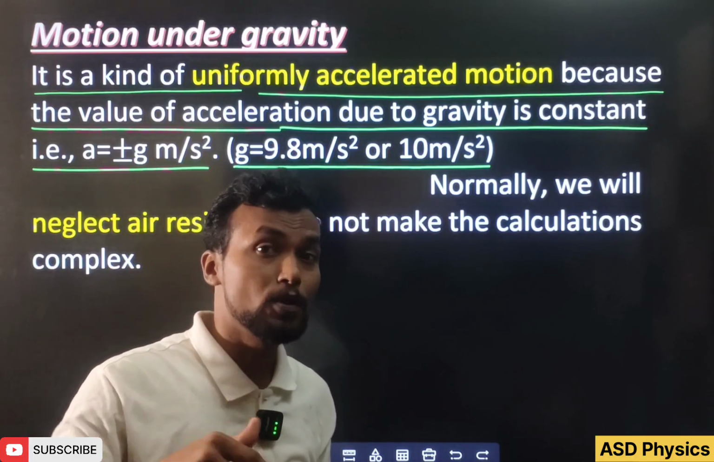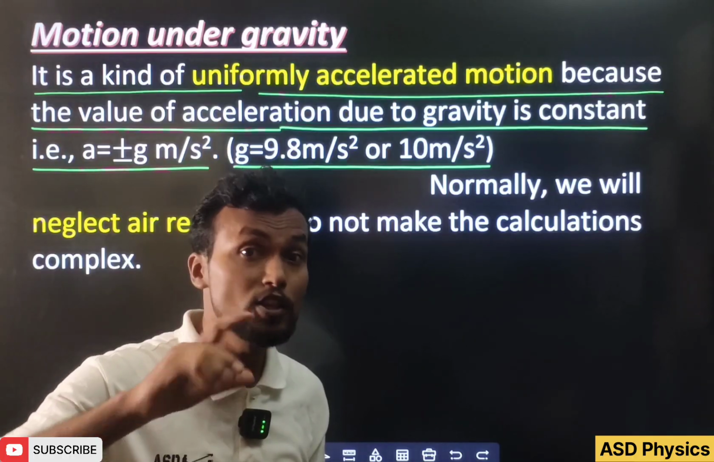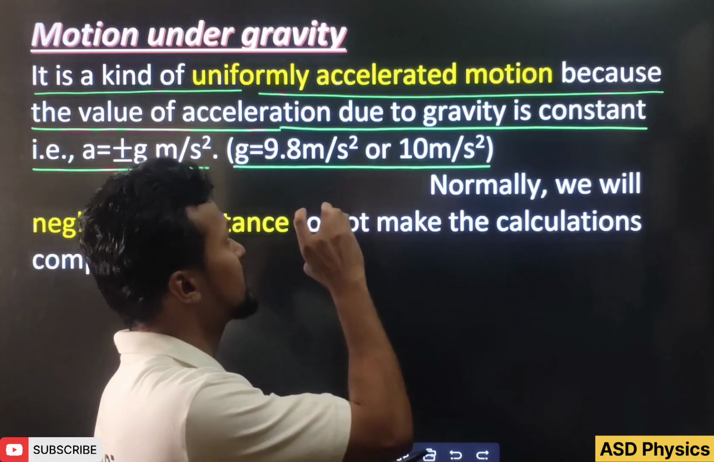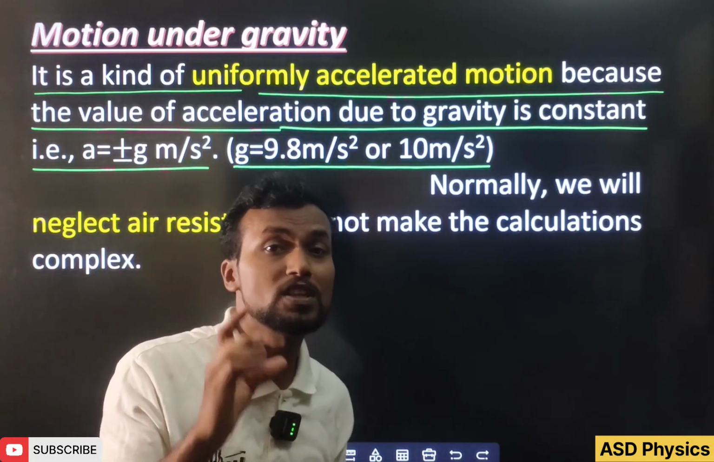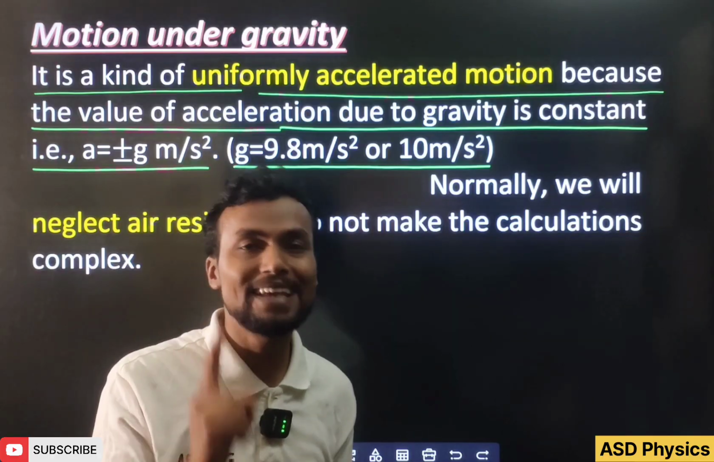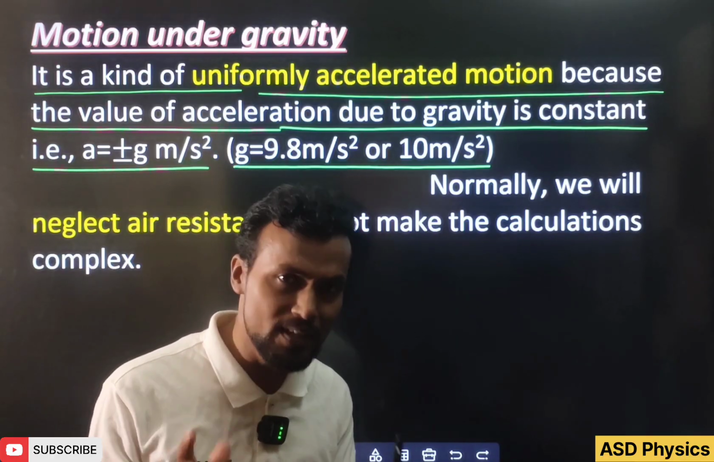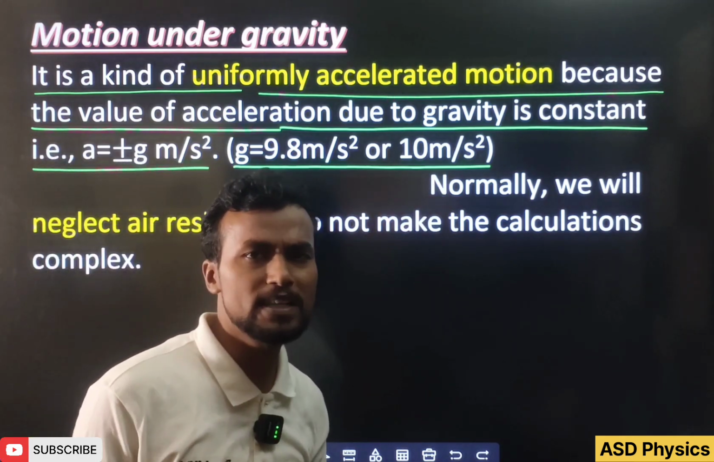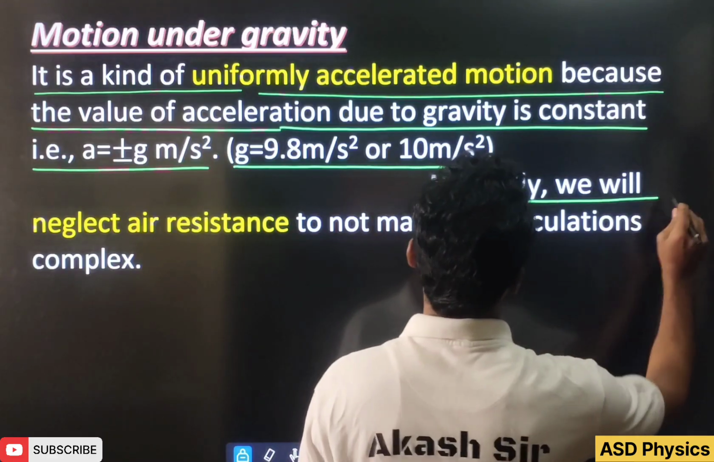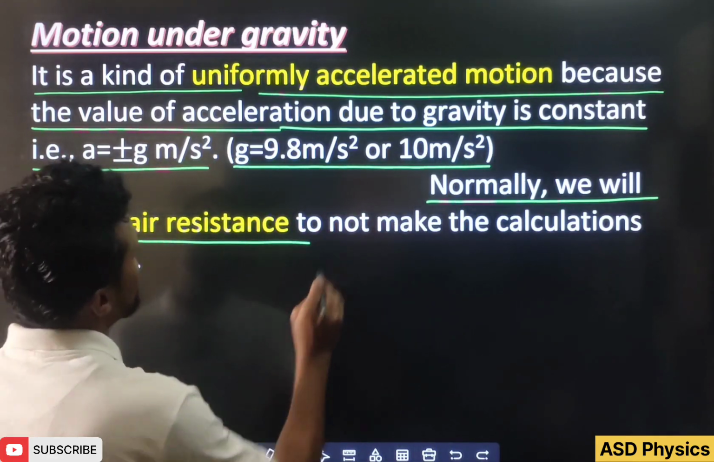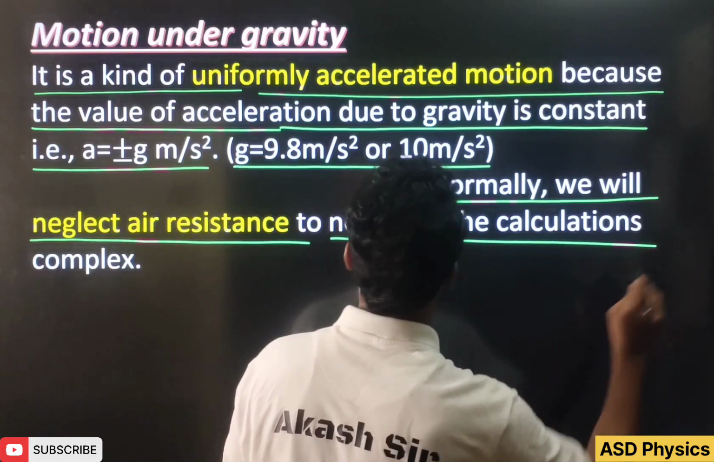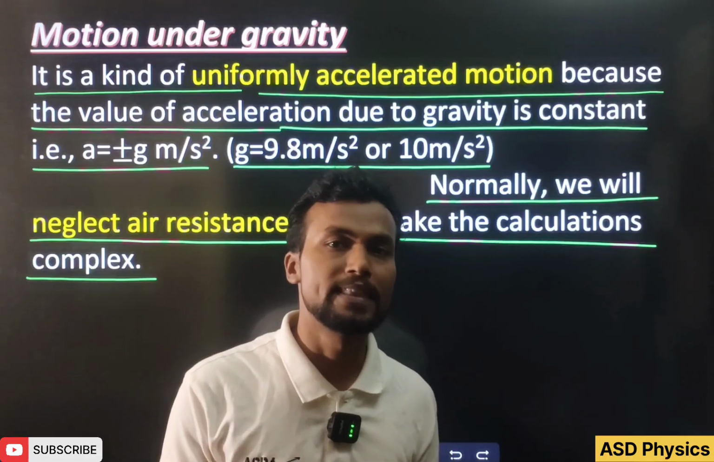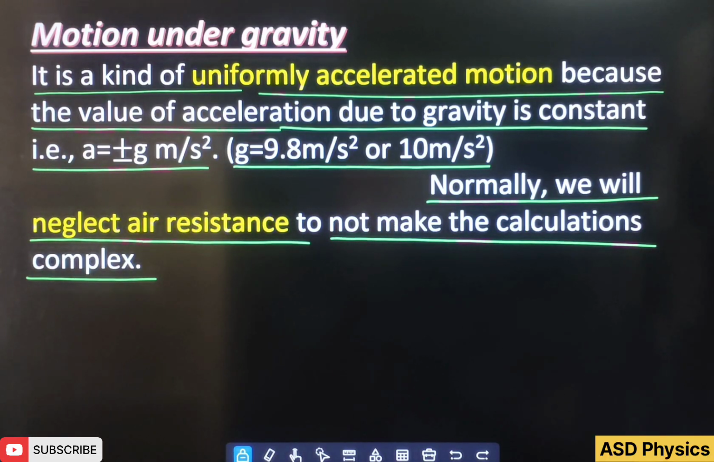up to a few kilometers, because in the gravitation chapter you know very well the gravity value will change when you go too much height, but near to the surface of earth we will consider the gravity is constant, and this kind of motion under gravity will be considered as a uniformly accelerated motion. That means equations of motion will be valid. So remember here 9.8 meter per second square, or sometimes we can use 10 meter per second square, not a problem. Now see here, normally we will neglect air resistance, as I have told you, to not make the calculations complex. So first we will keep things easy, that's why we will neglect the air resistance. So can you see here the basics are here.